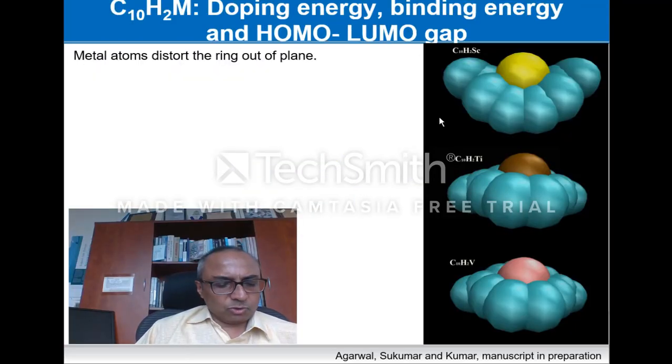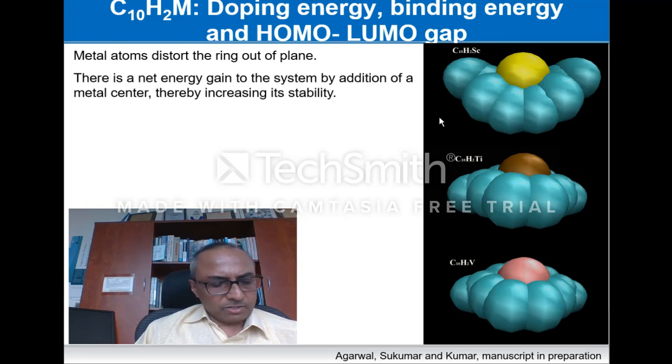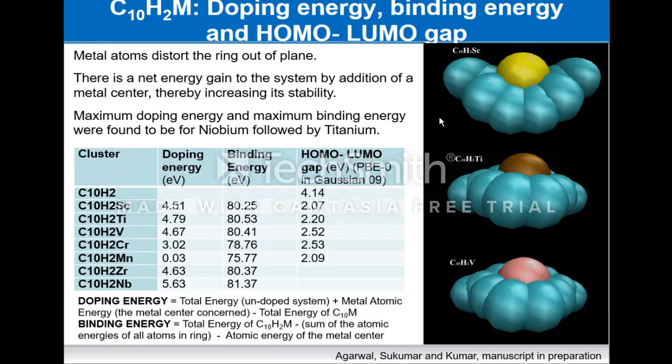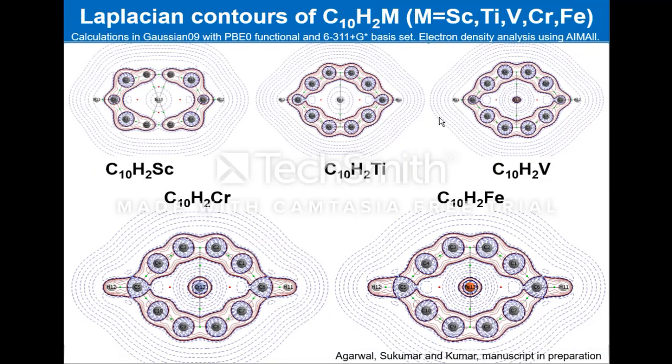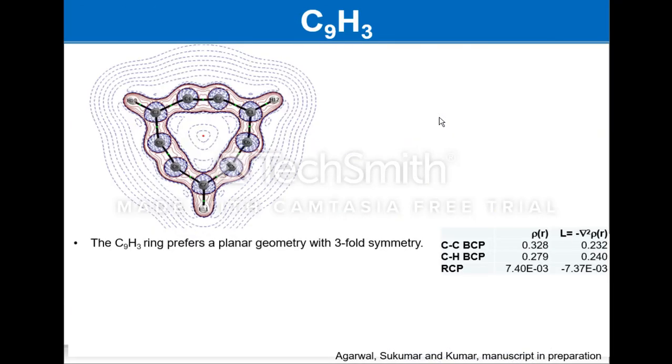When C10H2 is doped with a metal, the metal atom distorts the ring out of the plane. Addition of a metal increases the stability. Doping and binding energies are maximum for niobium, followed by titanium. Here we see the Laplacian contours of C10H2 doped with the different metals from scandium through iron.